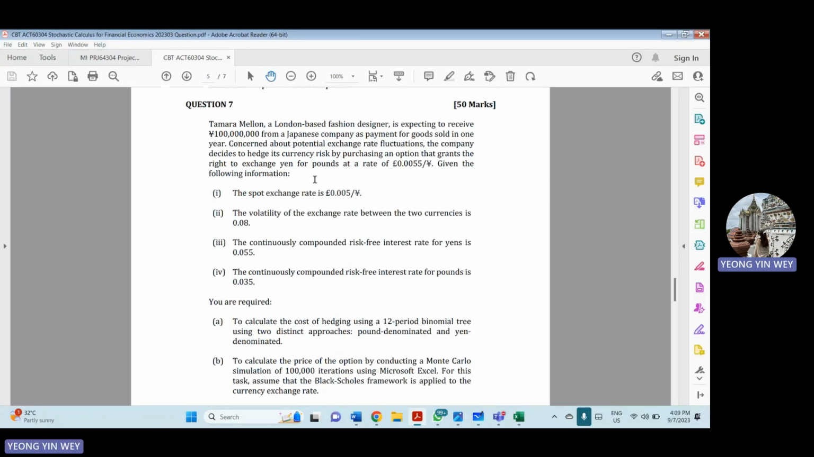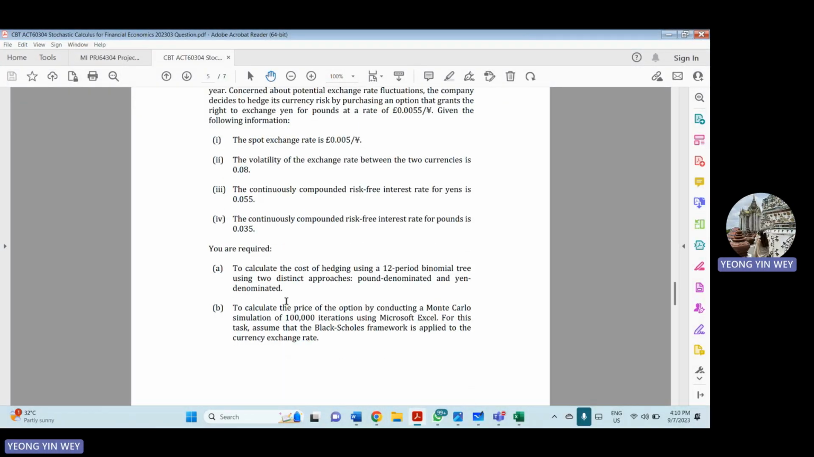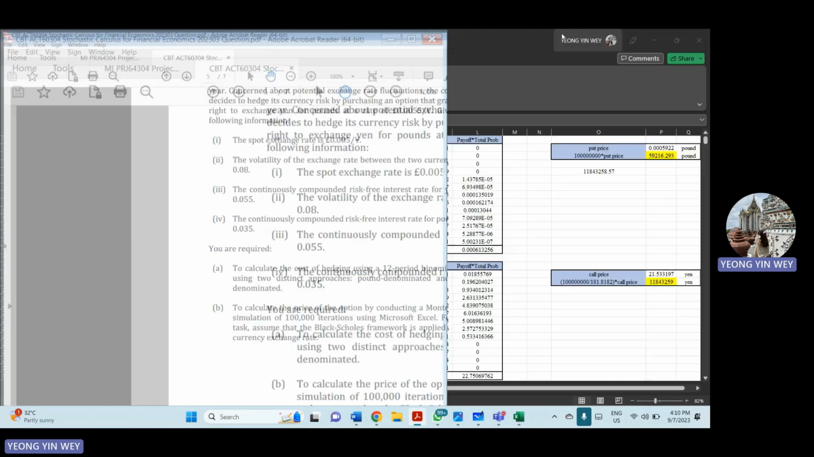Next, let's talk about question 7. A London-based fashion designer is expecting to receive 100 million yen from a Japanese company in 1 year. The company decides to hedge its currency risk by purchasing an option that grants the right to exchange yen for pounds at a rate of 0.055 per yen. Given the following information, we are required to calculate the cost of hedging using a 12-period binomial tree, pound denominated and yen denominated. Okay, so we will be doing this using Excel.